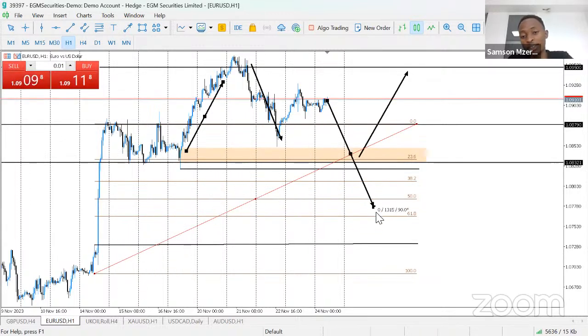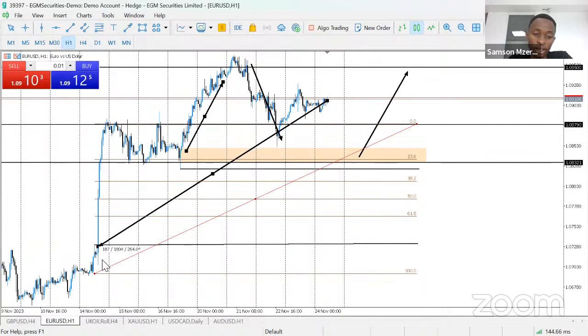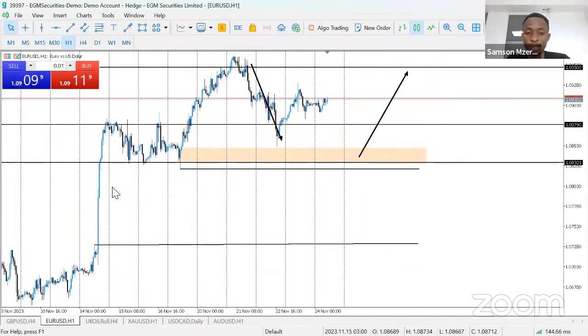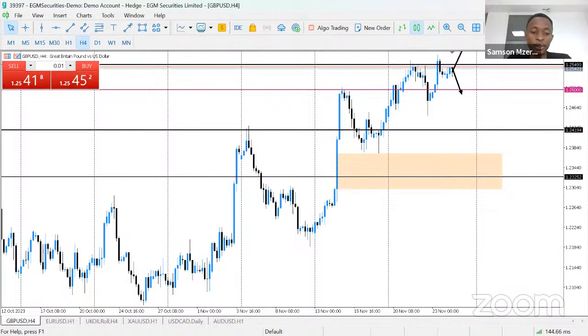These are the key areas I'll be looking for reversals on the chart: the 50, the 38, the 61, or the demand zone that's below here. So at each point, we'll be looking for opportunities to buy. Why is it going down? Probably because of this imbalance move over here. So that's one thing we're looking at with Euro USD and GBP USD.